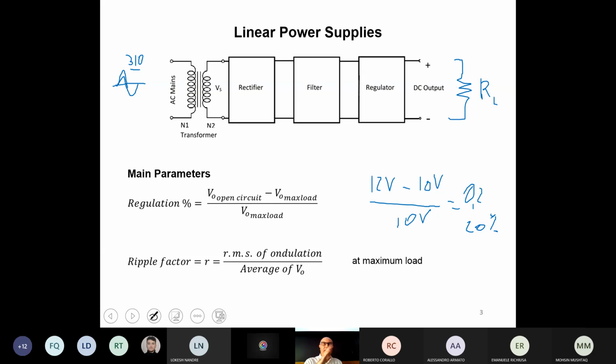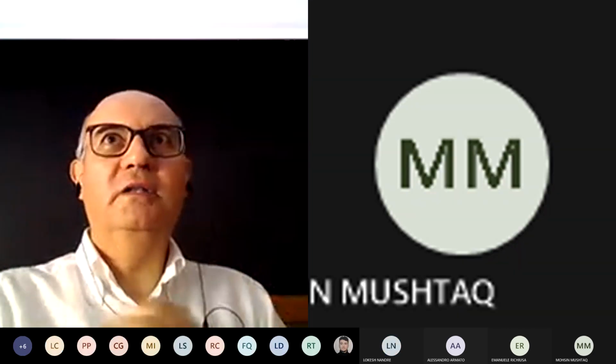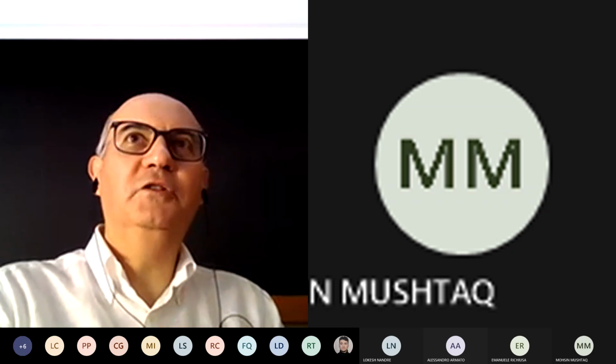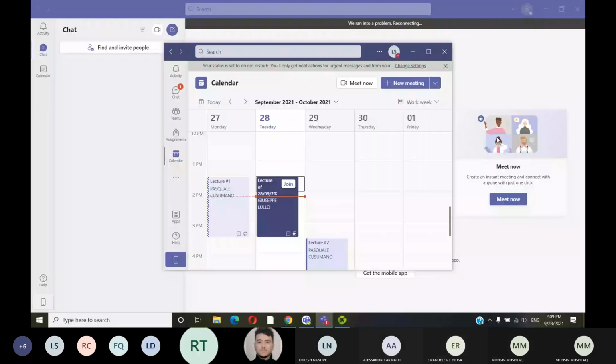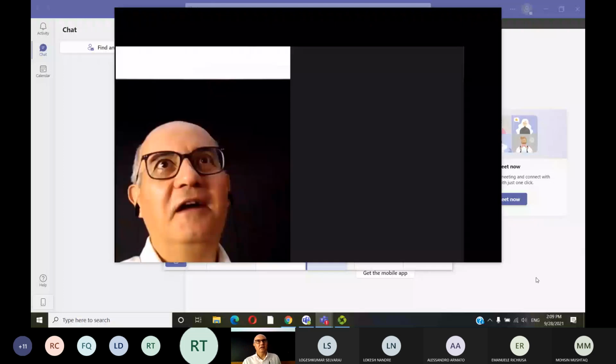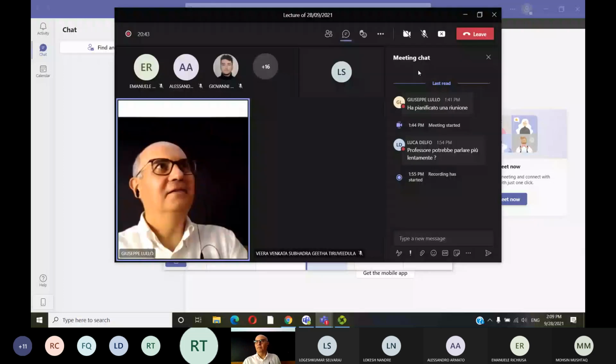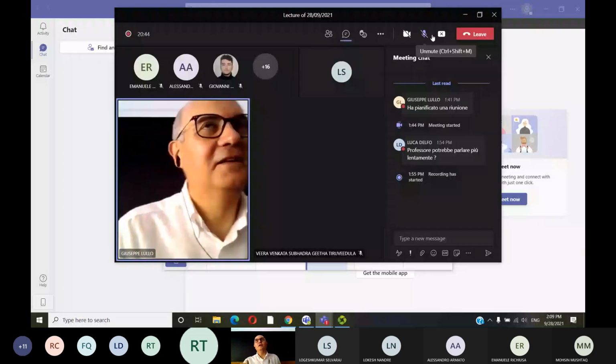So in the data sheet of good devices, they always tell you how the measurement was made. If you don't see this information, it means that they are trying to sell you something bad. Okay? This is something that you must be very careful about when you look at the data sheet of some product. Okay? Most of the time, they are trying to fool you.